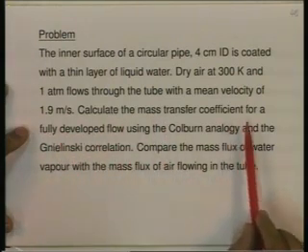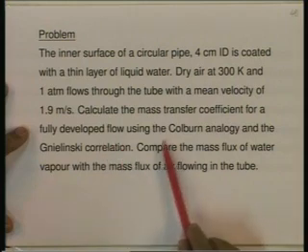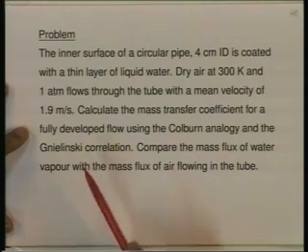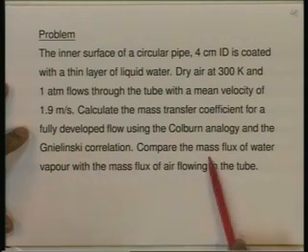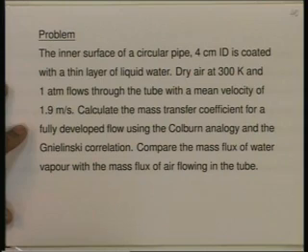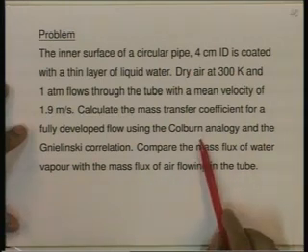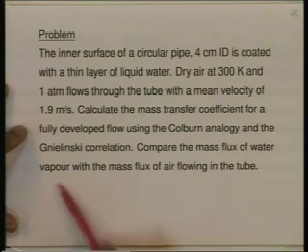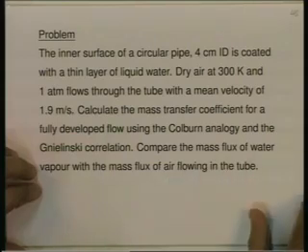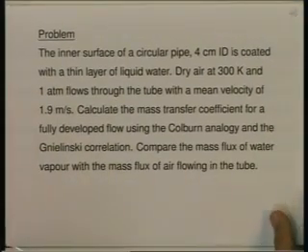Calculate the mass transfer coefficient for a fully developed flow using the Colburn analogy and the Nielinski correlation, which we have used for heat transfer. Compare the mass flux of water vapor with the mass flux of air flowing in the tube, because we know that the Colburn analogy is applicable when the mass flux of water vapor is significantly smaller than the mass flux of air flowing in the tube. Let us first sketch the problem and then solve it.